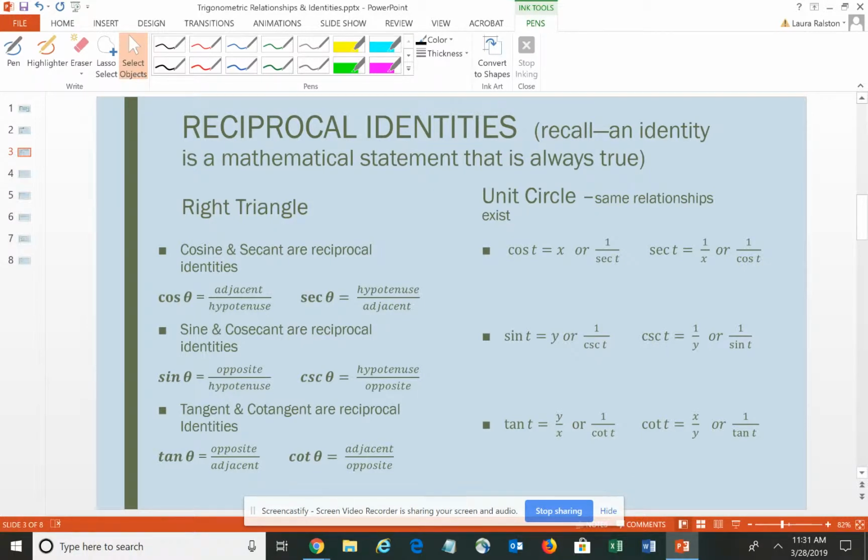So for example, and I mentioned this earlier in a previous one, we have what are called the reciprocal identities. Now, you may recall from algebra days that an identity is a mathematical statement that's always true. It's sort of like a theory or a law in maybe a science class. An identity is a mathematical statement that is always true.